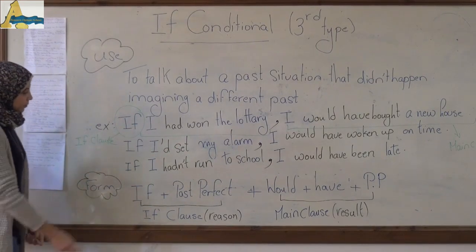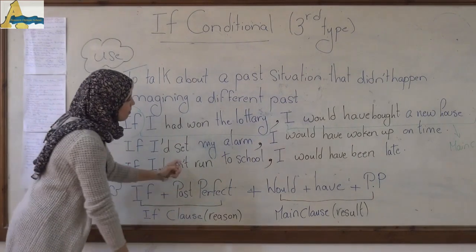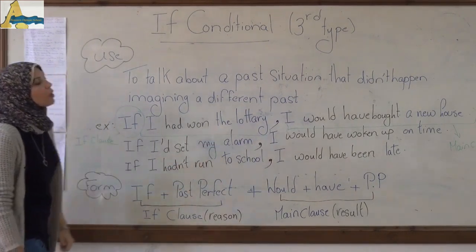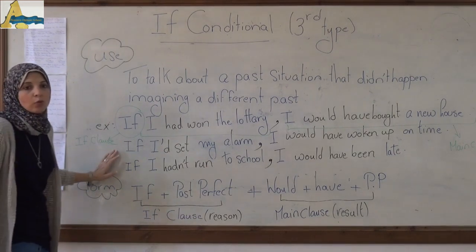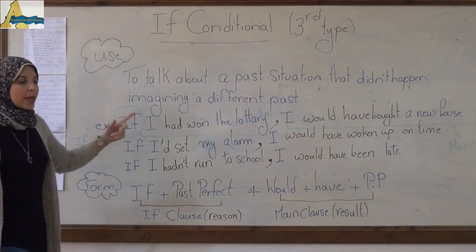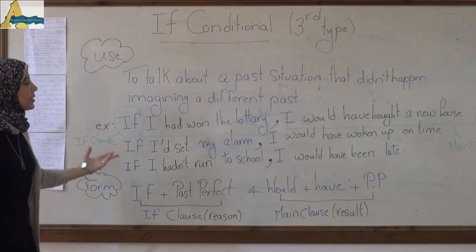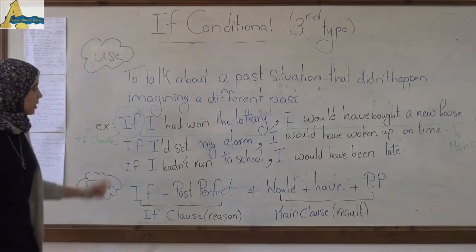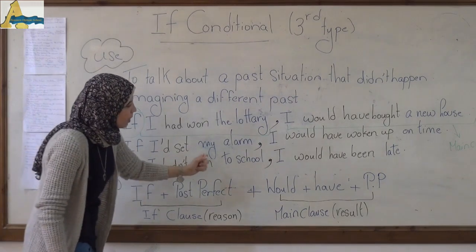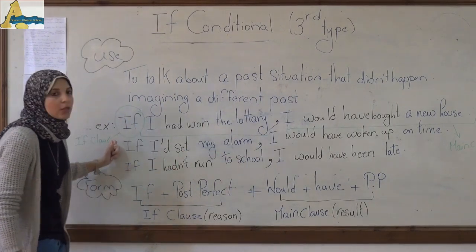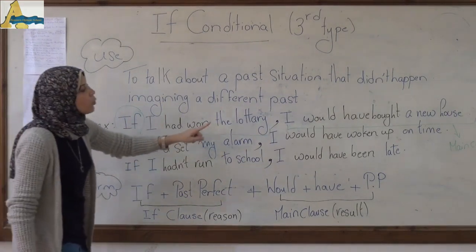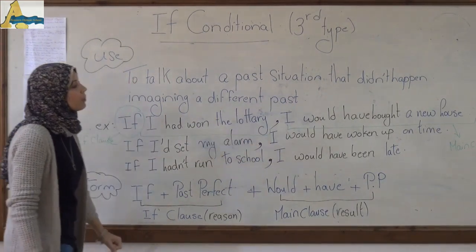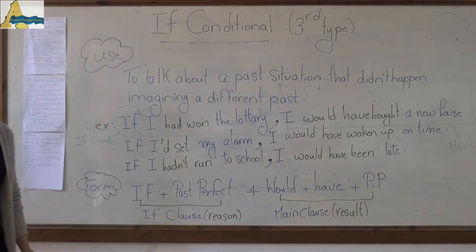More examples. If I had set my alarm, I would have woken up on time. Did you set your alarm? No. Did you wake up on time? No. So it's an imaginary sentence. If I had set my alarm, this part of the sentence is called the if clause. It has got if in it. I would have woken up on time. That's the second part, which is called the main clause.